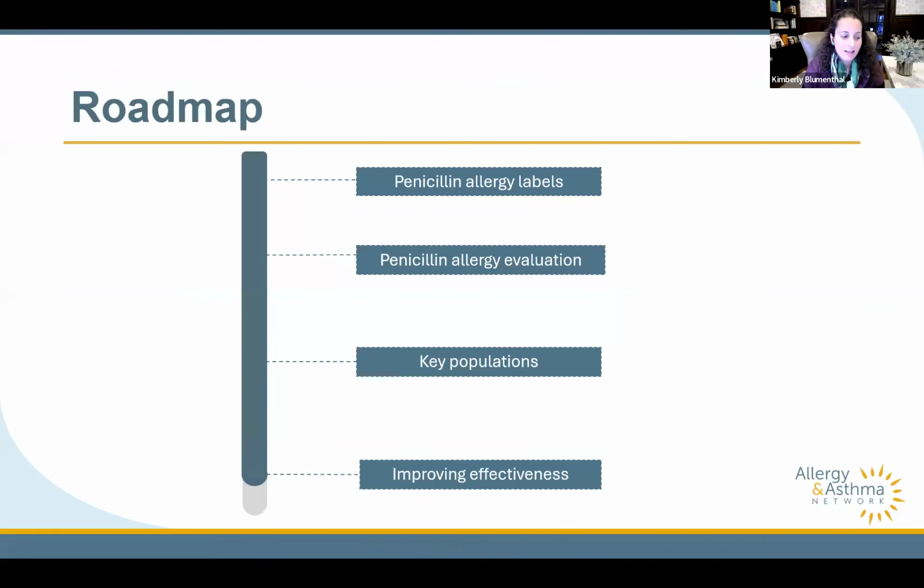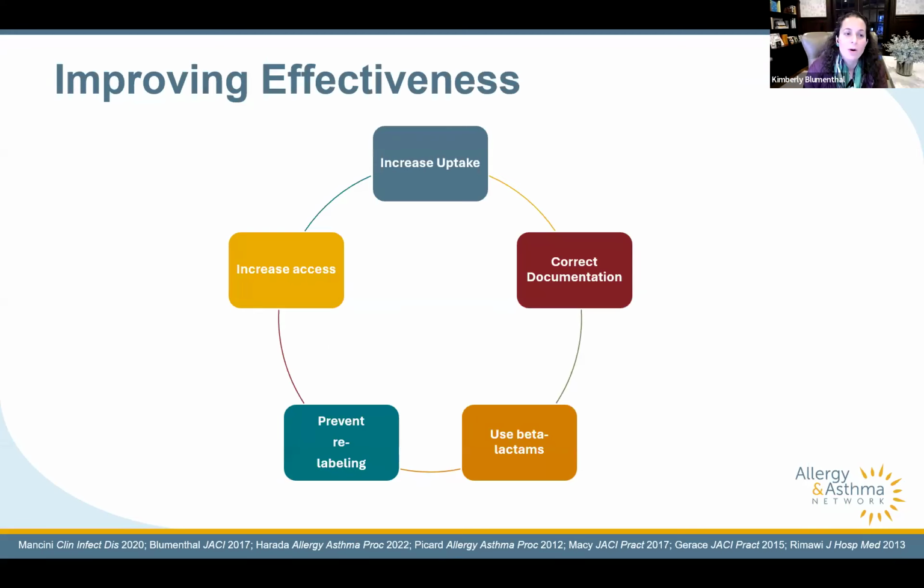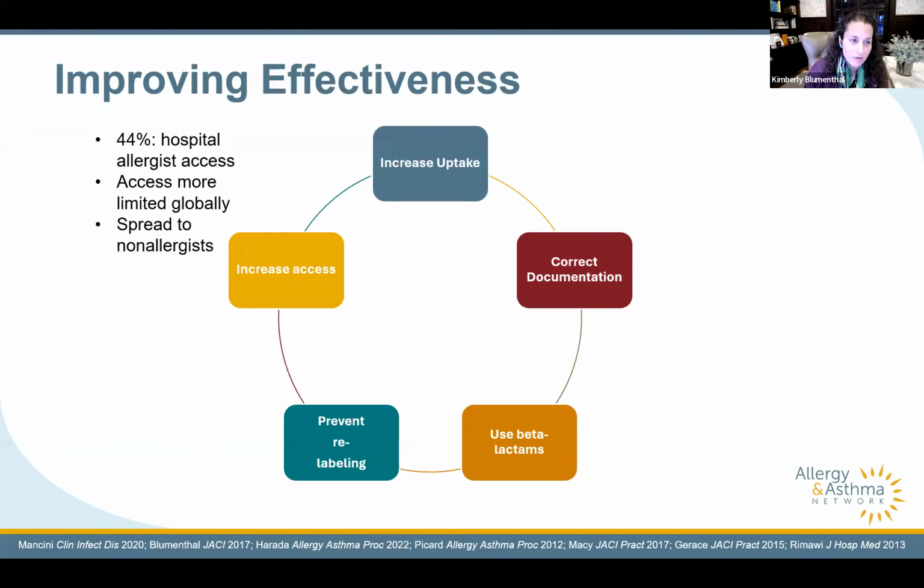All right, so finally, I'd like to move to how we improve the effectiveness of delabeling. There are many things we can do to improve the effectiveness of penicillin allergy evaluation and delabeling. The first is we have to increase our access. We have to spread to non-allergists. We have to think globally and also locally as far as our hospitals are concerned.